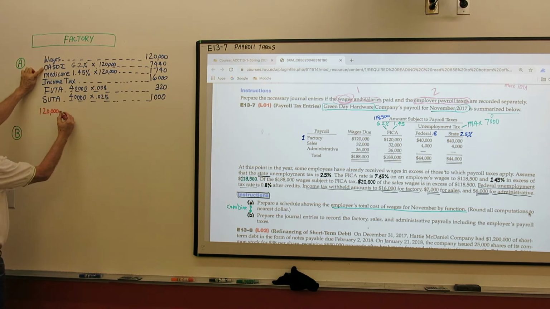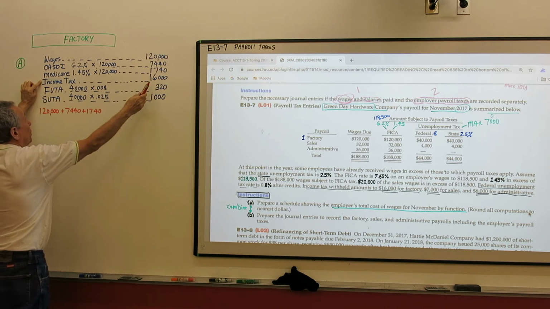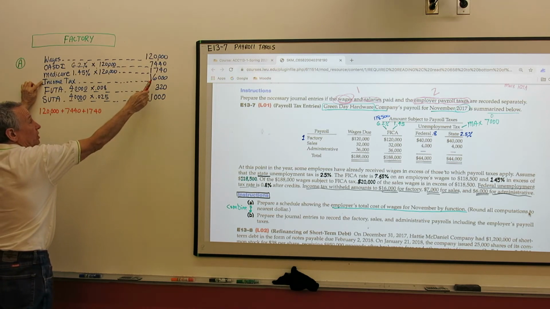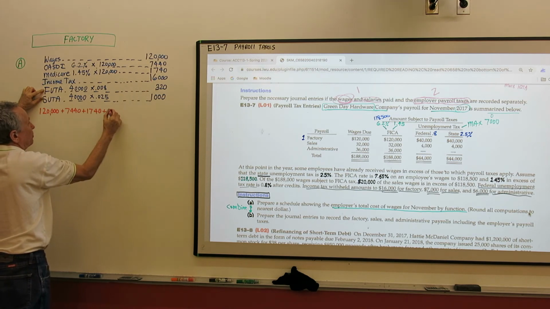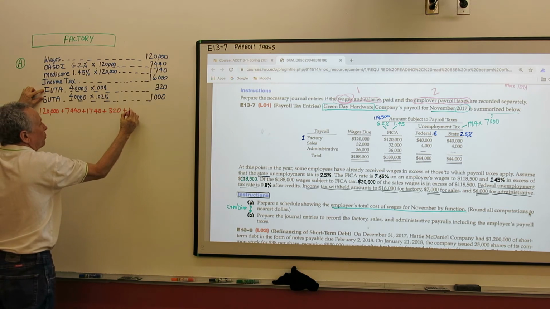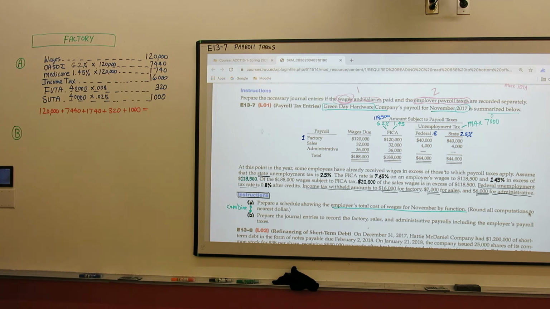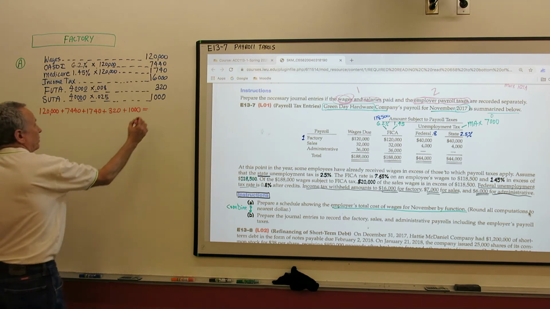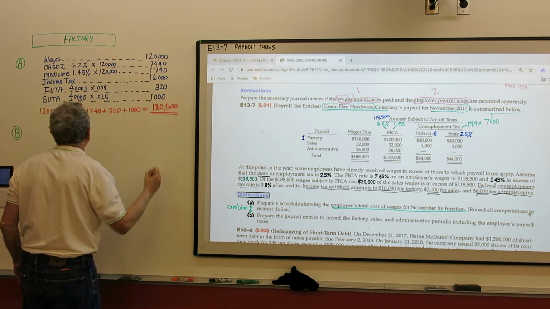The employer has to match the OASDI, so let's move 7,440. Medicare, the employer has to match that, so that's plus 1,740. Income tax, no, you pay that. The employer doesn't. You, the employee, pay that. FUTA and SUTA, the employer does pay. So that's plus 320 plus 1,000. I don't know what this adds up to, but 130,500. All right, got it.